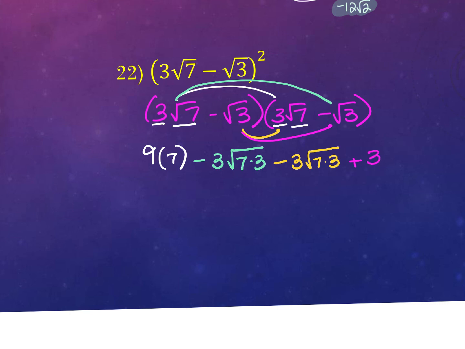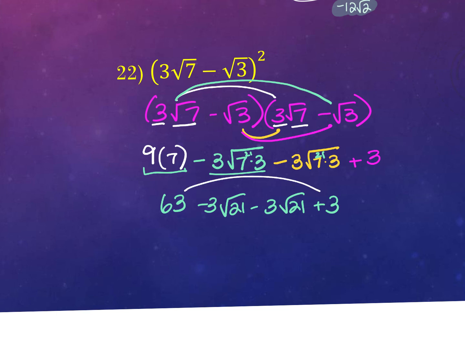So 9 times 7 is 63. Minus, and this becomes square root 21, and this becomes square root 21. So negative 3 square root 21 minus 3 square root 21, which we're going to combine in a minute, plus the 3 at the end. 63 plus 3 is 66. Negative 3 square root 21 minus 3 square root 21 becomes minus 6 square root 21. And that's as simple as we can get it.